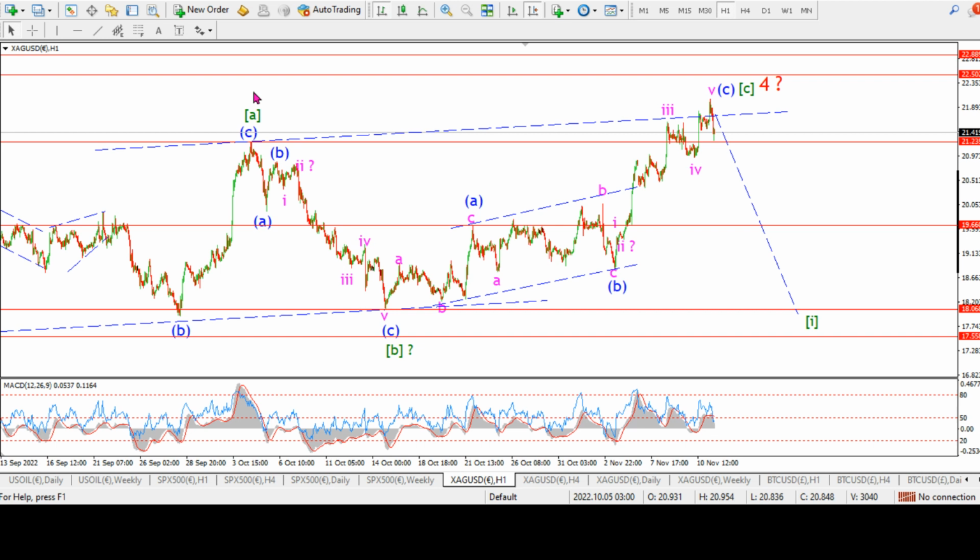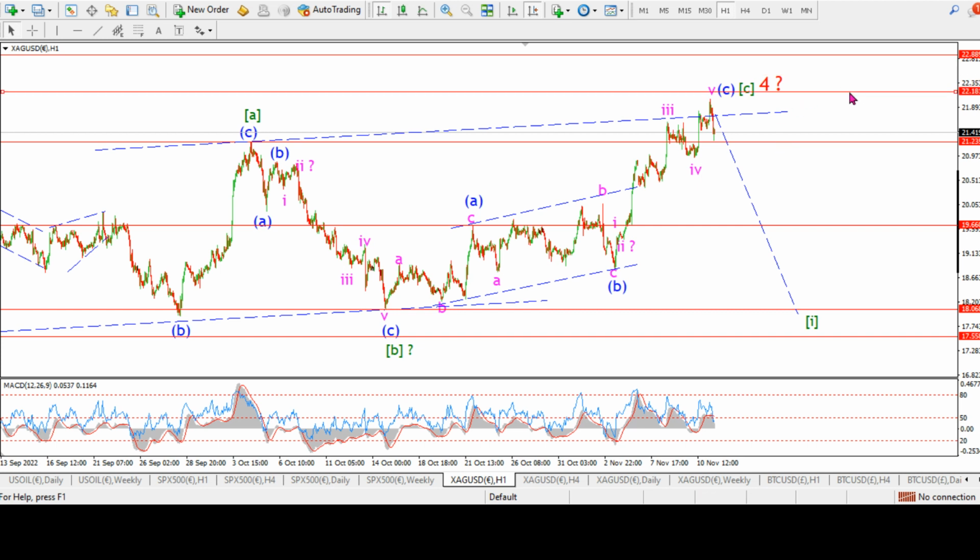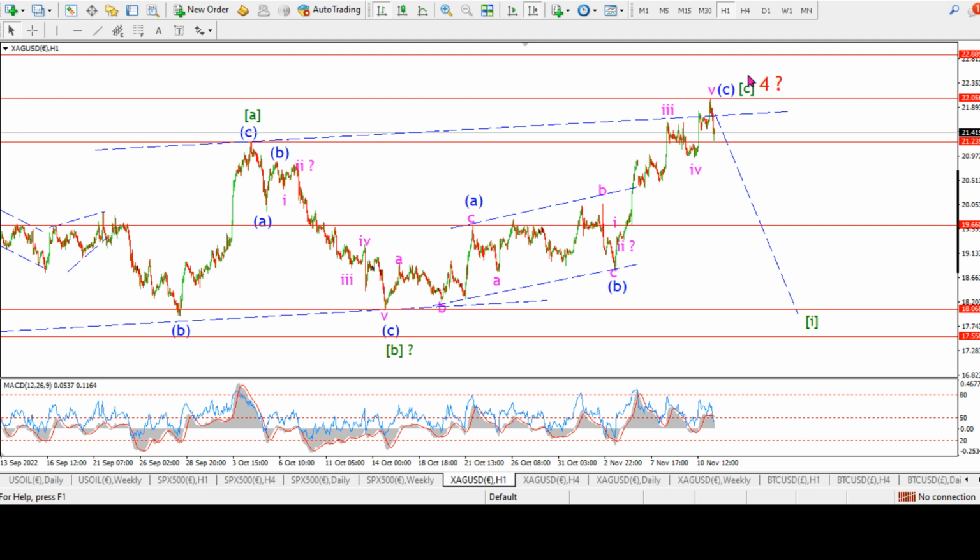We have 3 waves up in A, 3 waves down in B, and then I think we've got 3 waves up in wave C. So it's a triple combination wave, an internal in wave C. We've got 3 up in A, 3 down, running flat wave B, and then 1, 2, 3, 4, 5 with an extension in wave 3. So a 5-wave pattern in wave C. We may even have a top in place for wave 4 or wave C of 4 now.